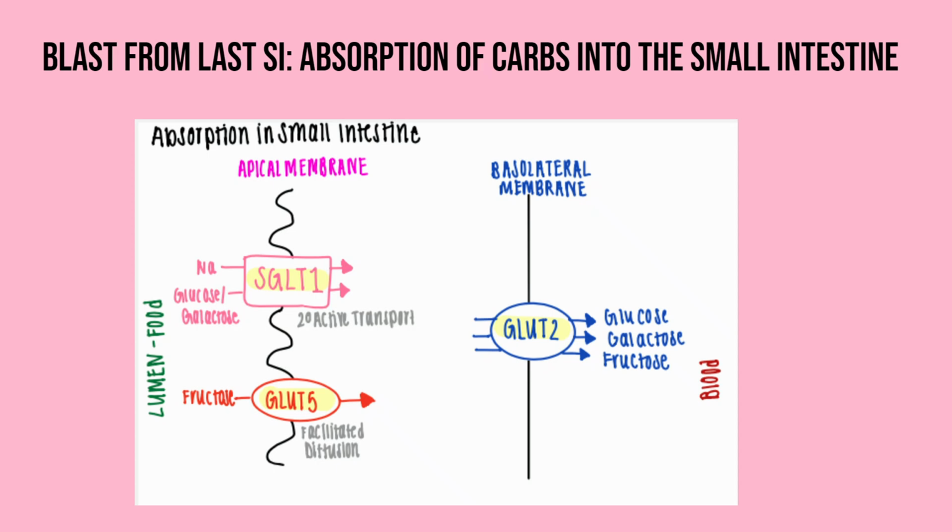If you did watch the video from last week, this is basically a lot of what we went over. What this is describing is when we got to the simple sugars in carbohydrate digestion. This diagram shows how those simple sugars are absorbed into the intestinal epithelial cell and then into the blood. There are those two transporters on the apical membrane that allow the sugars into the intestinal epithelial cell, and then one transporter, GLUT2, that allows the sugars into the blood.